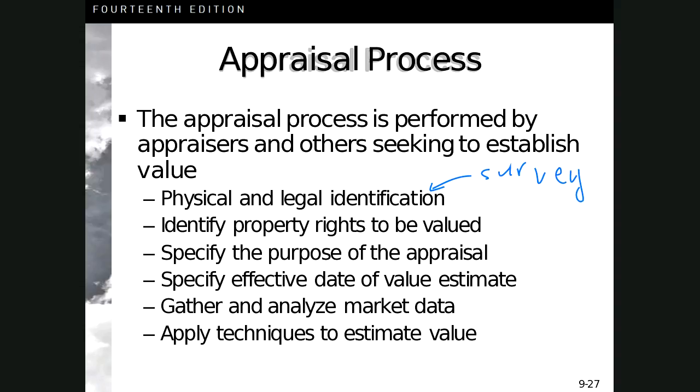Okay, then we have to identify the property rights to be evaluated. Remember, we have many different kinds of property rights, although we don't typically consider all types of them. You could have, for example, a typical fee simple estate. You could have an estate in the future, all sorts of different kinds of collateral rights and things. So you need to really identify exactly what kind of rights you are going to evaluate.